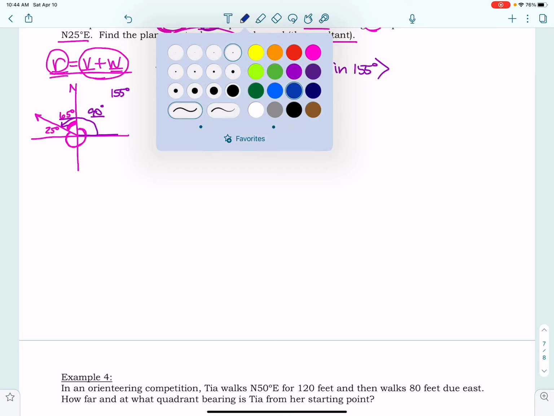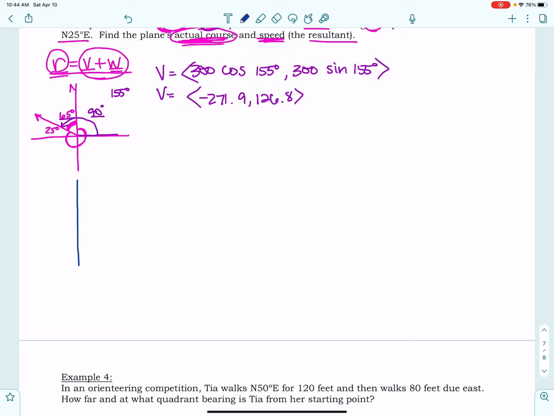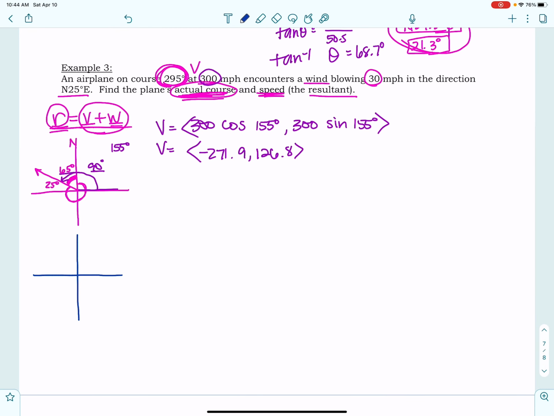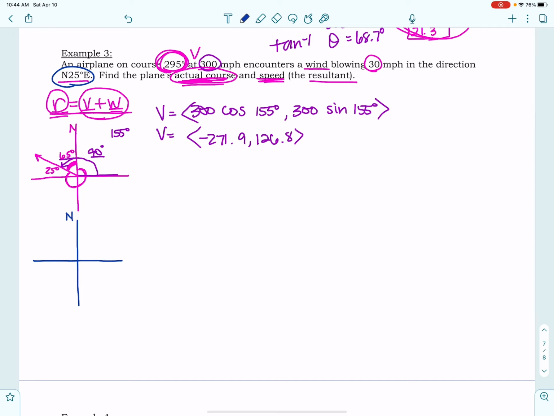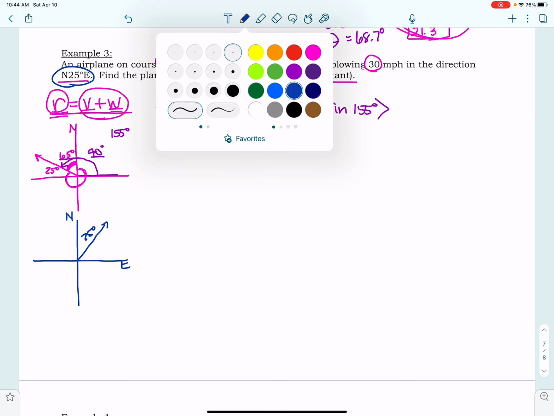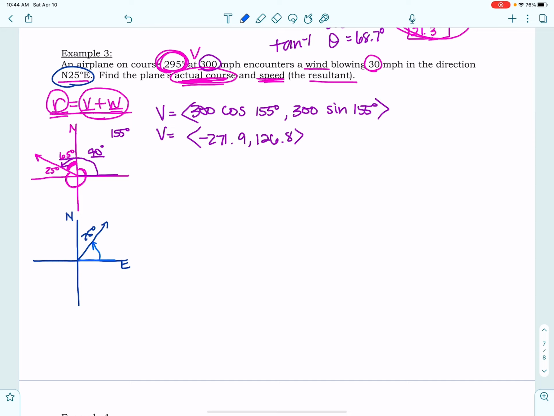Now I'm going to do the exact same thing for the wind. I've got north 25 degrees east. So my direction angle for the wind is going to start here and go counterclockwise to the vector. So 90 minus 25 is 65 degrees. That is my direction angle. So for the wind, I'm going to have 30 miles an hour times the cosine of 65 and 30 miles an hour times the sine of 65. When I do that in my calculator, I get 12.7 and 27.2.